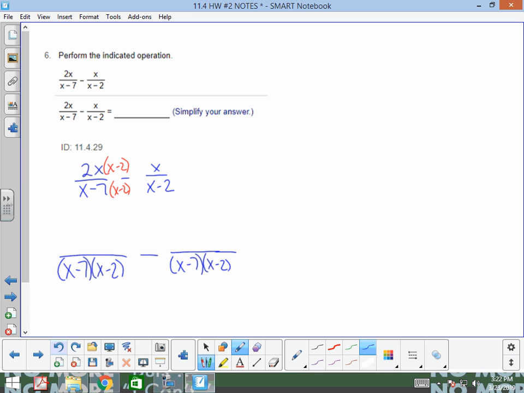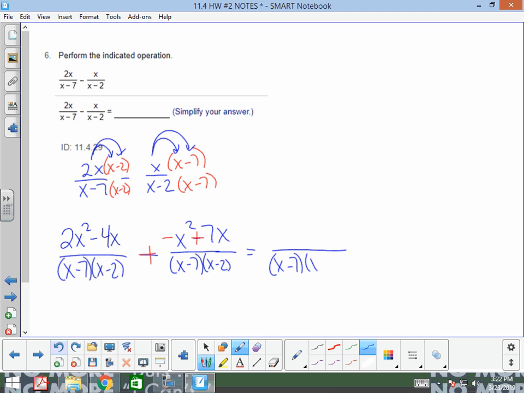So, do the distributive property in that numerator, and I get 2x squared minus 4x. What am I going to multiply x minus 2 by to get x minus 7 times x minus 2? Well, in order to make that look the same, I'm going to multiply by x minus 7. So do the distributive property: x times x minus 7 is x squared minus 7x. Now, in the previous video, we talked about there's a minus sign there. After you get your common denominators and your new numerators, change that minus sign to a plus and change the signs in the second numerator.